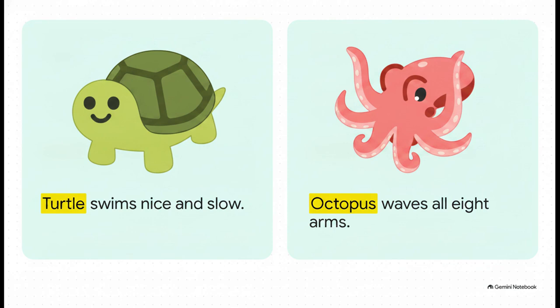Take scene 2, where Baby Bubble meets the wider world. We have a turtle that swims nice and slow, which is directly juxtaposed with an octopus waving all 8 arms. This kind of contrast is a deliberate choice to maintain constant visual novelty. The child's brain is continually stimulated because the physical shapes and speeds they're seeing are constantly changing.